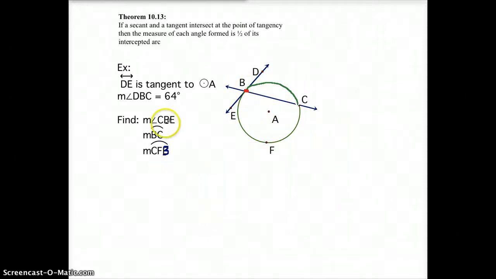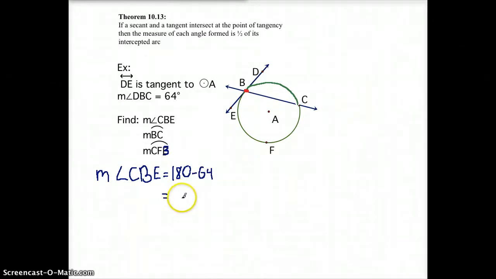Now, to find the measure of angle CBE, I notice that CBE and CBD are supplementary. So the measure of angle CBE should equal 180 minus the measure of DBC, which is 64, and so that is 116.